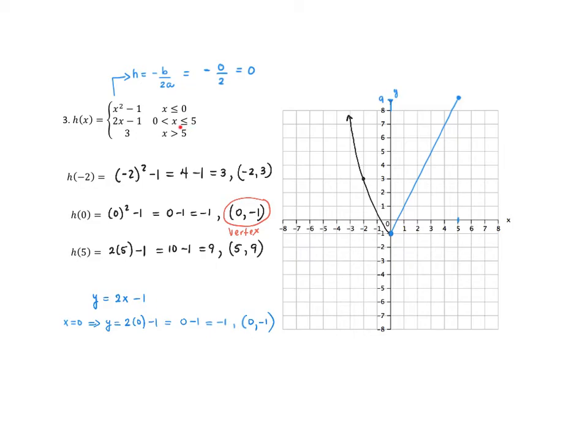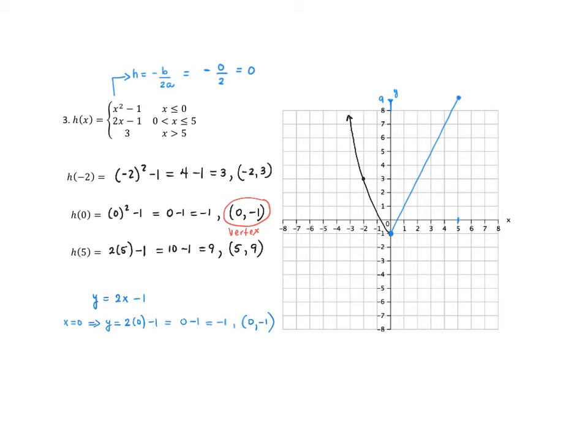Now for the third piece, x is greater than 5. When x is greater than 5, the y value is always 3. And now 5 is not being included. I still have to begin at x equals 5, but because 5 is not being included, I am going to show that by placing an open circle.